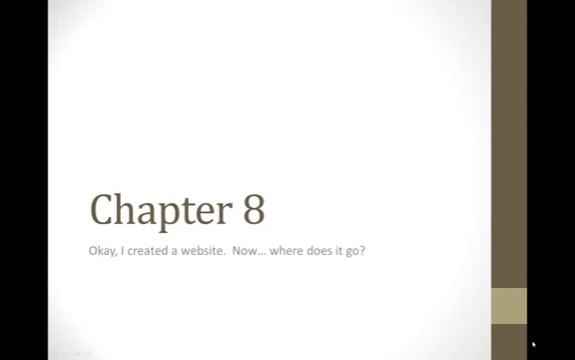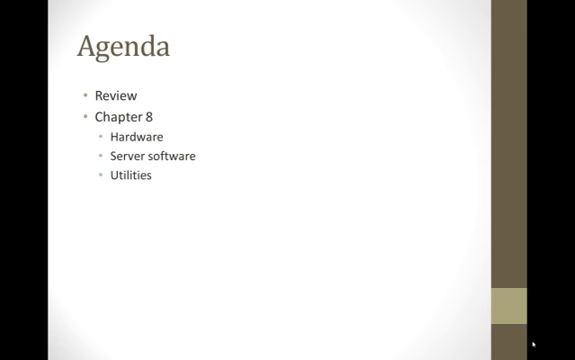All right, chapter 8. So we've created all these great websites. Now, where are we going to put all this stuff? And that's the whole point of chapter 8. We're going to be looking at the hardware and software and the utilities that can be used to manage our website. So where are we sticking it, right? So let's go over a quick review and kind of put it in context.